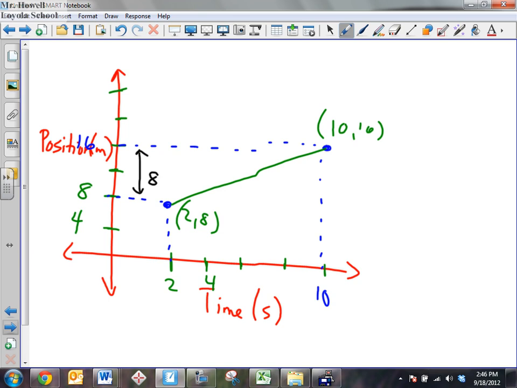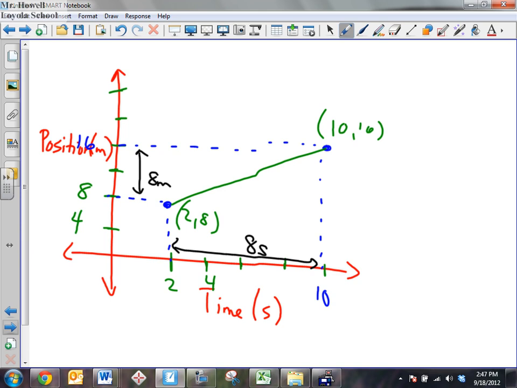My horizontal change in this problem. What's my horizontal change? Also 8. Very good. Also 8. Now, what are the units on my vertical change? What are the units in this 8? What does it have to do with? Meters, right? You saw this is meters here? What are the units down here for this 8 going to be? Seconds. Now, what's happening here is this. The object moved a position of 8 meters over 8 seconds.